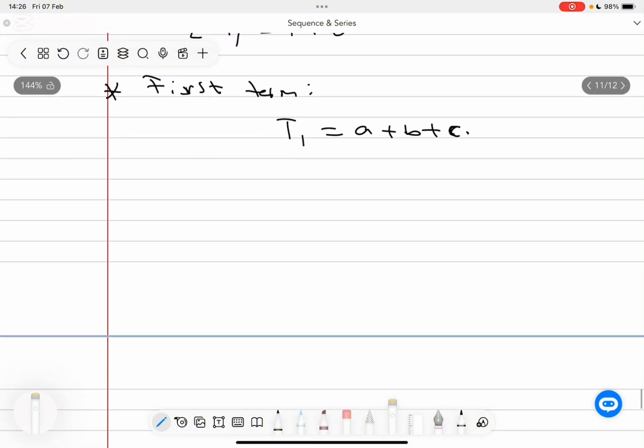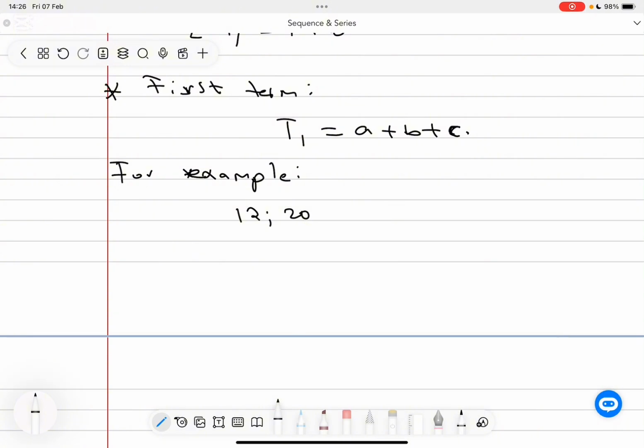Just to look at this using a specific sequence that is given in numbers, I'll look at an example where, let's say, we have specific numbers. I'll just choose numbers off the top of my head: let's say the first term is 12, the second term is 20, the third term is 30, and the fourth term is 42. Right?